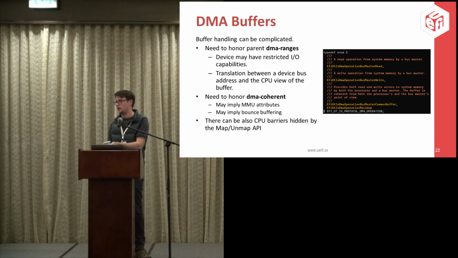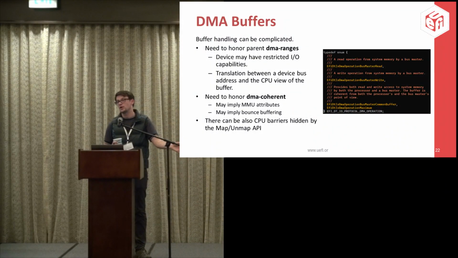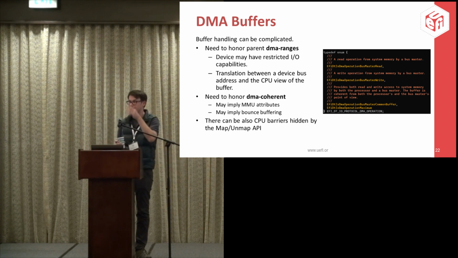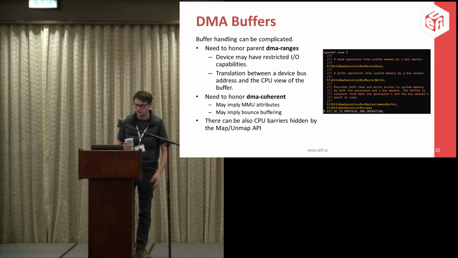Now, you can have restricted I/O capabilities. A good example of that is devices on the Raspberry Pi 4, where the bus address starts at 3 gigs, right? But the actual system address is at 0. But you can only access 1 gig, right? So if you want to allocate a buffer to DMA into for the USB 2 controller, you better allocate it within the first gig. Okay.